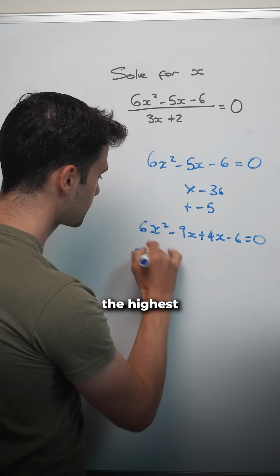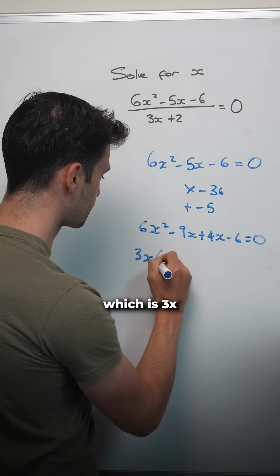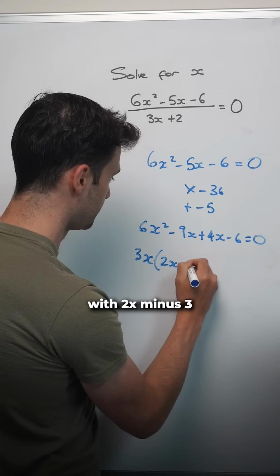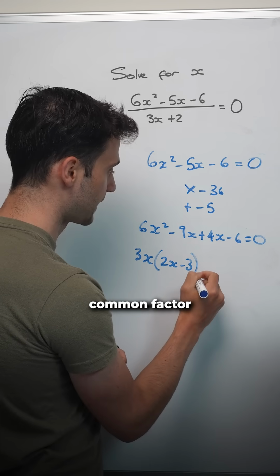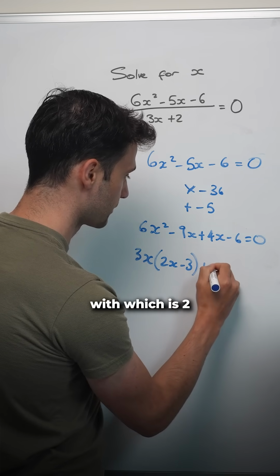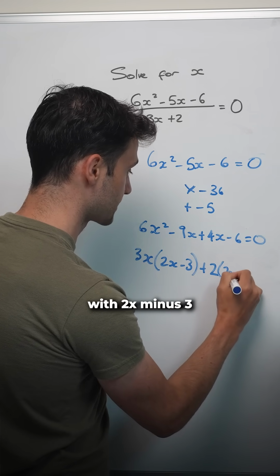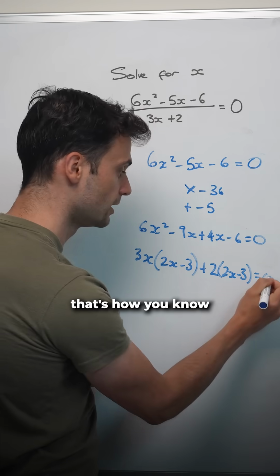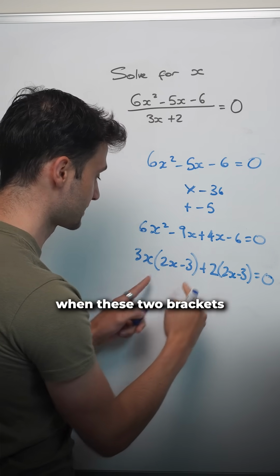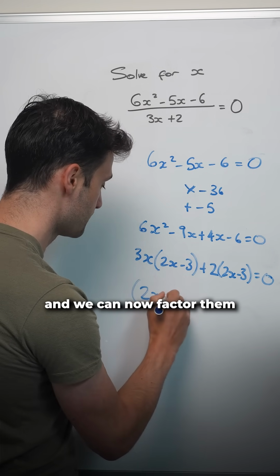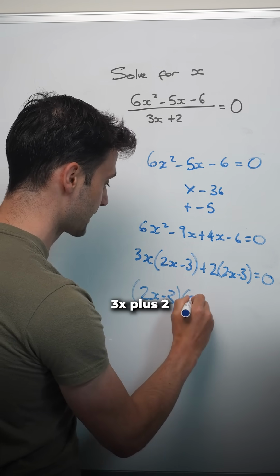So we take out the highest common factor from the first two terms, which is 3x, and we're left with 2x minus 3. We take out the highest common factor from the second two terms, which is 2, and again, we're left with 2x minus 3. That's how you know this method has worked, when these two brackets are the same, and we can now factor them both out, and we're left with 3x plus 2.